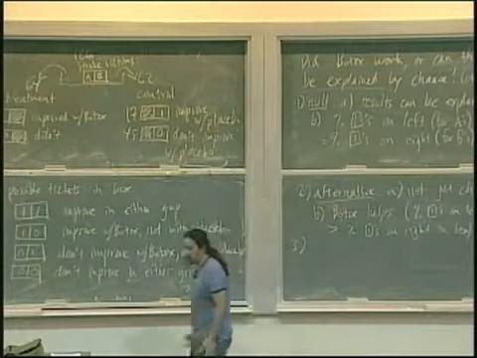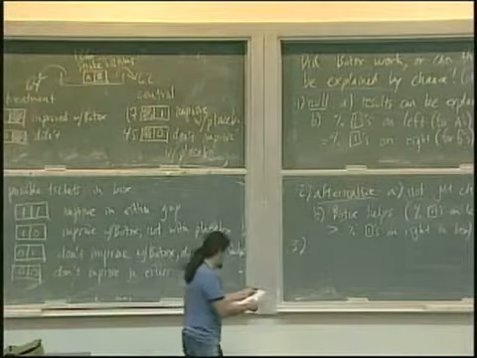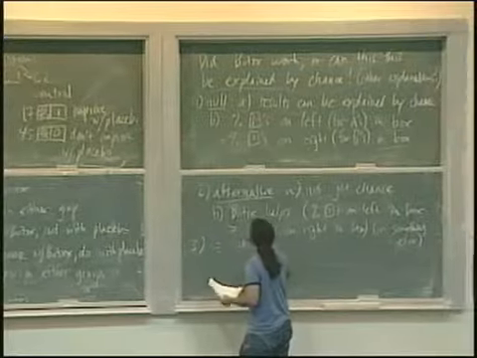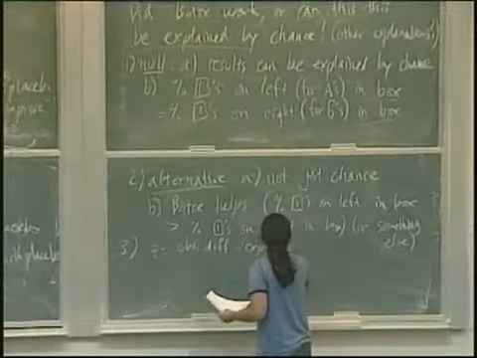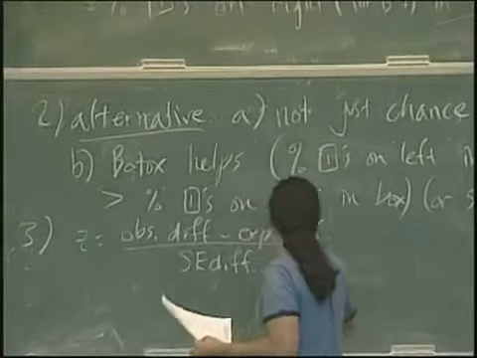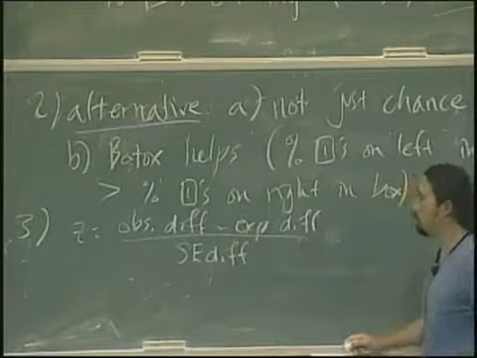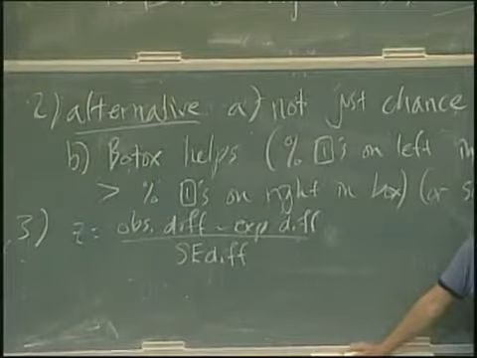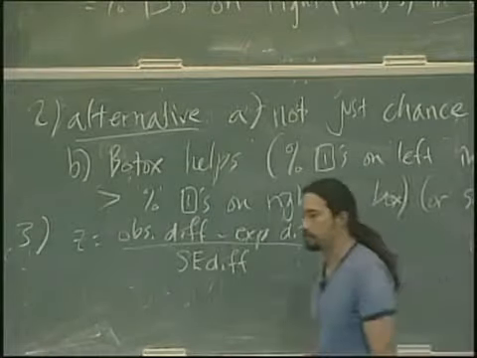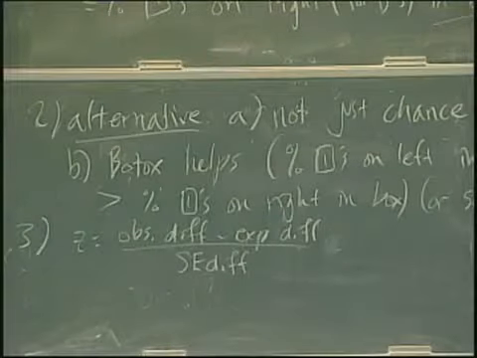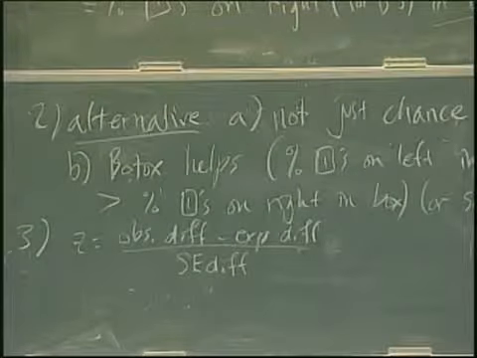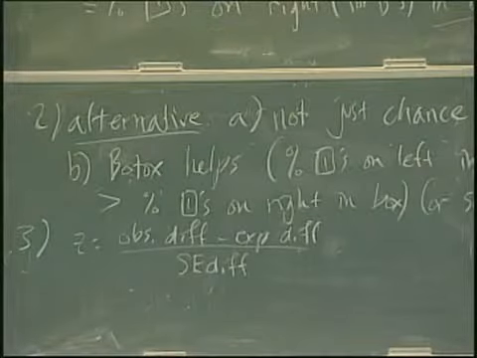Okay, so let's get this Z. There's a bit of math here. I'll just go through it fairly quickly. Z is the observed difference minus the expected difference, divided by the SE for the difference. So the top, what are we going to put on top? Any thoughts? Yeah. 40 minus 17 minus 0. Anyone agree, disagree? Seem okay? Yeah.